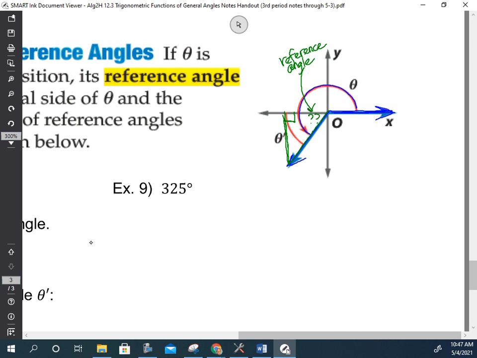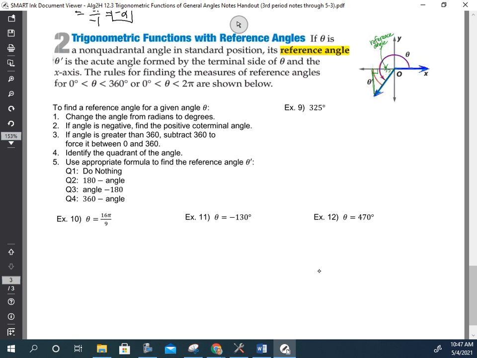So the main thing here is figuring out how we find the reference angle. Finding the reference angle is actually not that difficult. It just depends on where it's located. There are 5 steps associated with finding a reference angle. The first 3 are simply what to do in case this happens. We're going to go through all 5 steps, and we're going to use example 9 as our guide.